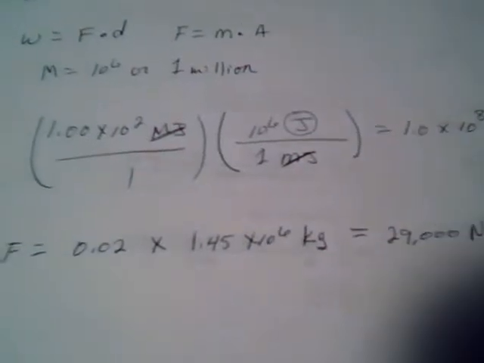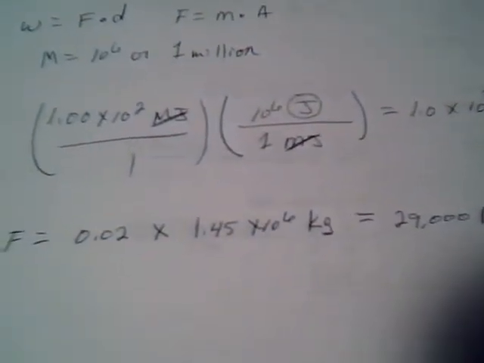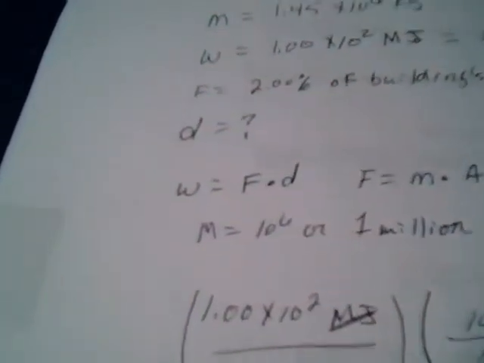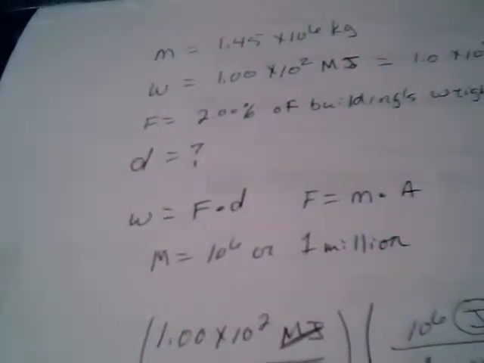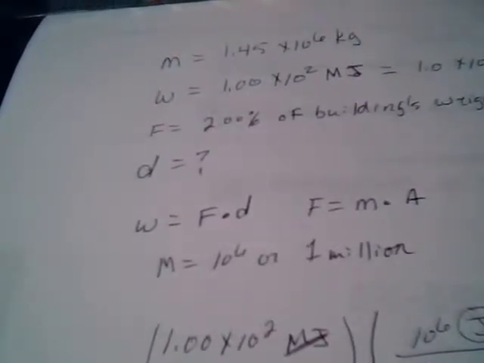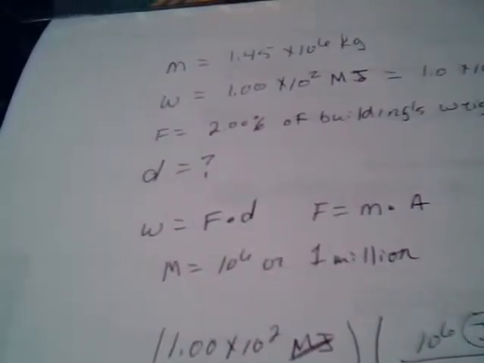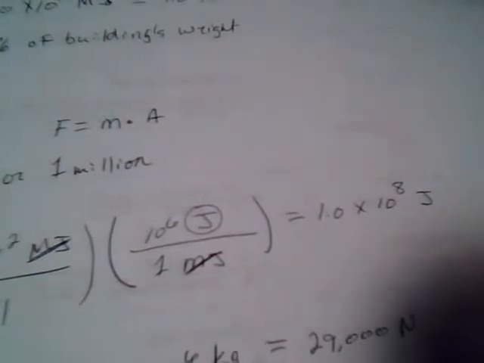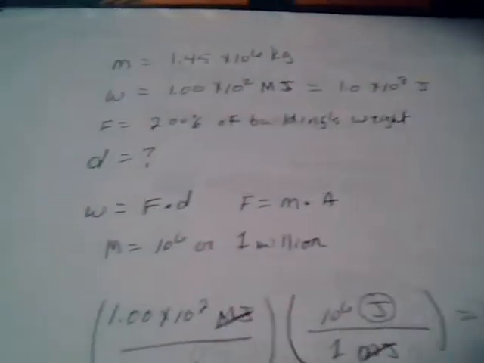Alright, so again, let's think back. What are we trying to find? Well, we're trying to find the distance. Work is equal to force times distance. Force is mass times acceleration. To find distance, we need a force and a work. Well, we just calculated a force right there, and we have our work up here in the megajoules. So now we're ready to plug into our formula.